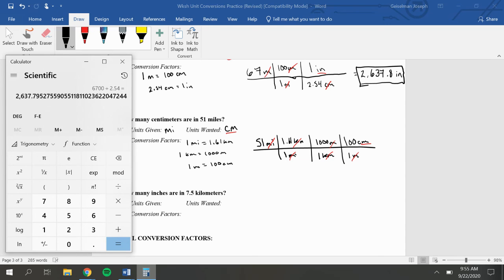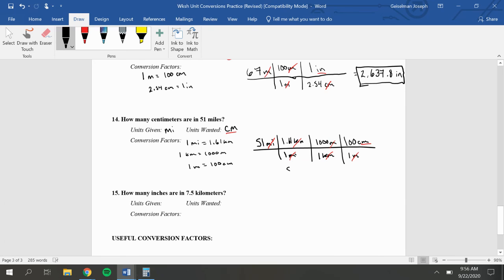So now I can go in and punch this into my calculator. 51 times 1.61 times 1,000 times 100. And because everything on the bottom is a 1, I'd just be dividing by 1, which is going to be my same answer. I get 8,211,000 centimeters in 51 miles. So that's a really big distance, and that's in centimeters. So it makes a lot of sense.